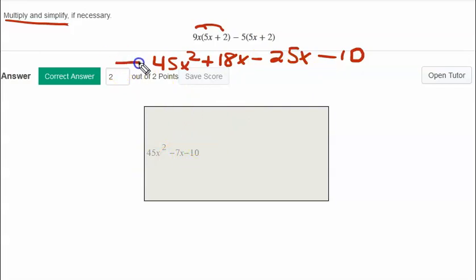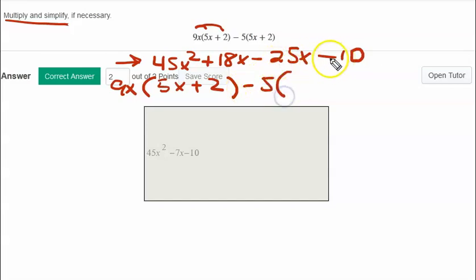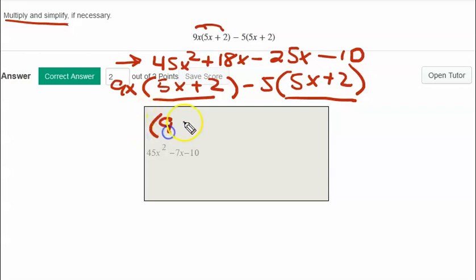Now, if they had given us this as the original example, and they wanted us to factor it, well, we could factor this by grouping. So what could we take out of our first two terms here? Well, can you see a 9x? And what are we left with? Well, 5x plus 2. And how about the second group? Well, we could take out a negative 5. And that would give us 5x plus 2. Oh, now we have common binomial factors, and we're asked to factor this, and that would factor into 9x minus 5, and our common binomial factor, 5x plus 2.